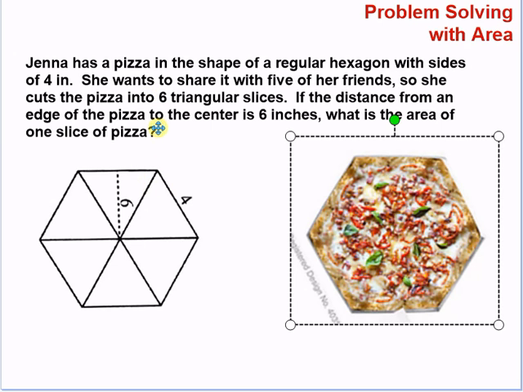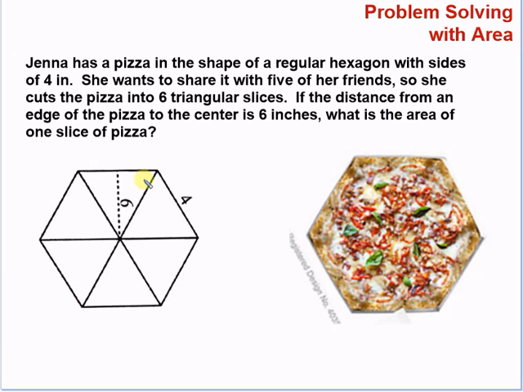We have sides of 4 inches, so that means every one of these sides is going to be 4 inches. I can even write that down: 4, 4, 4, 4, and 4. She wants to share with 5 of her friends, so she cuts the pizza into 6 triangular slices. So she's going to have a piece, and all of her friends are going to have a piece. If the distance from an edge of the pizza, right here, to the center is 6 inches, what is the area of 1 slice of pizza? 1 slice of pizza, we want to find the area.